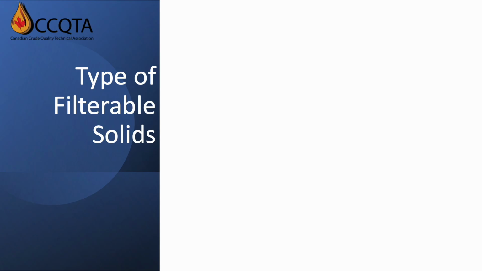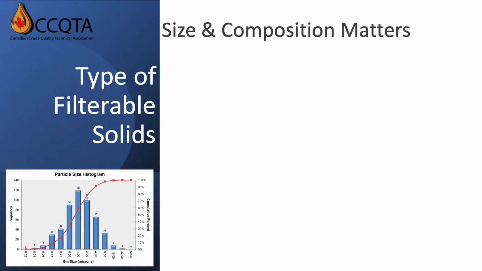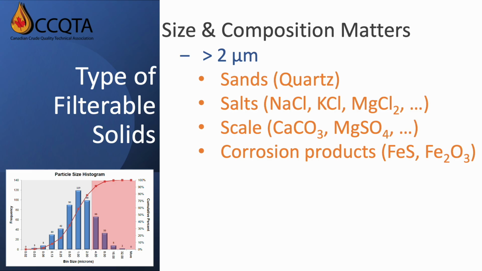The next question that surfaces: are some types of solids worse than others? Well, it turns out that size matters as well as the properties of the solids. Large diameter solids, say greater than 2 microns, is where you'll find sands, salts, and corrosion products. These are the most likely to settle in tanks and be removed during desalting. Small diameter solids, say less than 2 microns, are primarily clays.